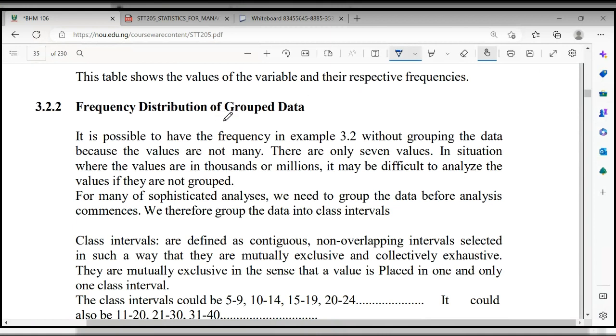Now, frequency distribution of grouped data. First, when we say grouped data, what does that mean? Can anybody try? When we hear grouped data, what does it mean?